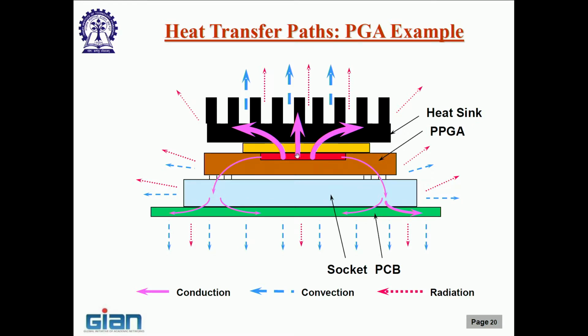Then what happens? One of my heat flow paths is conduction. Pink is conduction, from the die through this copper slug into the base of the heat sink, and then loss primarily by convection, maybe a little bit of radiation which may be neglected. Is there any other path? Yeah, of course there is. This is another path.